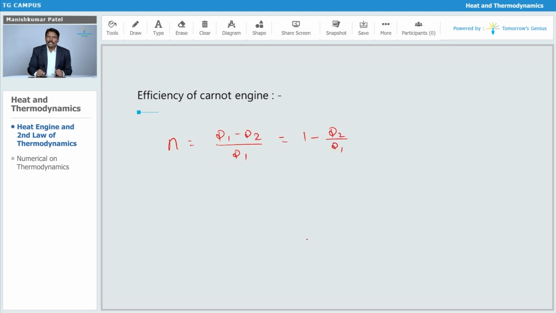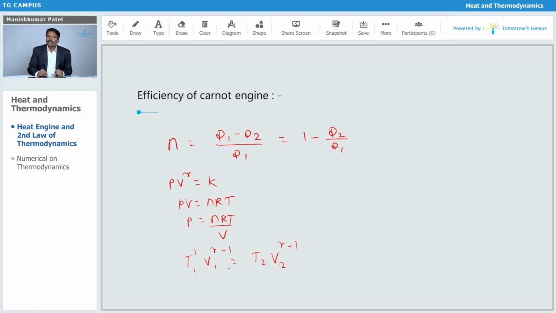Now similarly we can find the relation between temperature and volume. What we know is PV raised to gamma equals K. Again we write PV equals nRT, so pressure equals nRT upon V. Putting the value over here, this one is T1 V to the power gamma minus 1. So T1 V1 raised to gamma minus 1 equals T2 V2 raised to gamma minus 1. This is how we can simplify things.